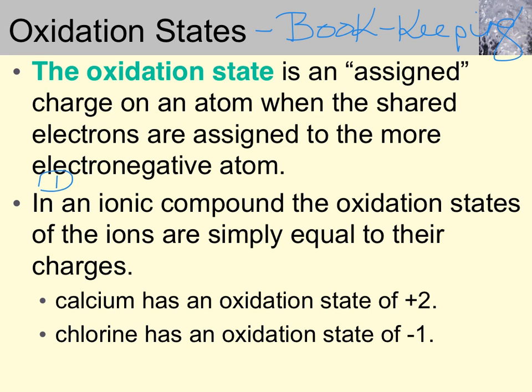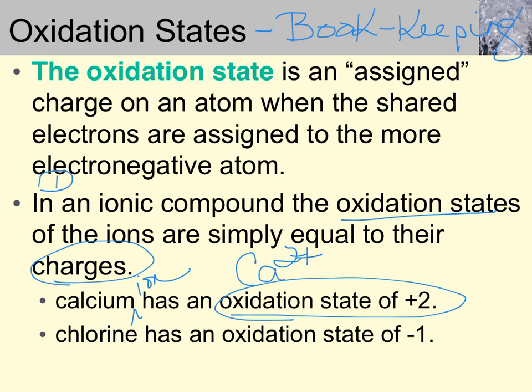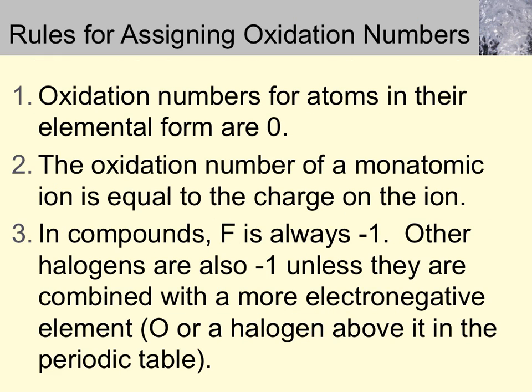If you have an ionic compound, the oxidation numbers or states are simply equal to the charges on the ions. So calcium ion has a charge of +2, so that means its oxidation state is +2. So ions are easy. Chlorine ion has a charge of -1, so its oxidation state is -1. So that's rule number 1.